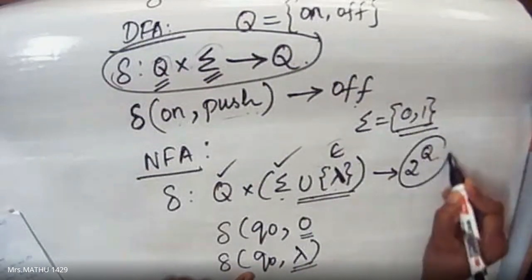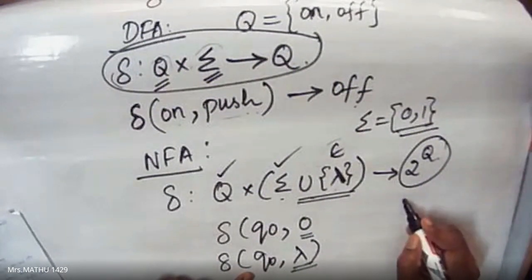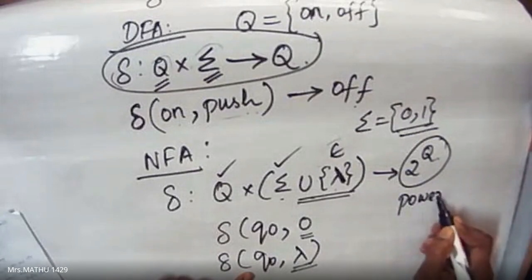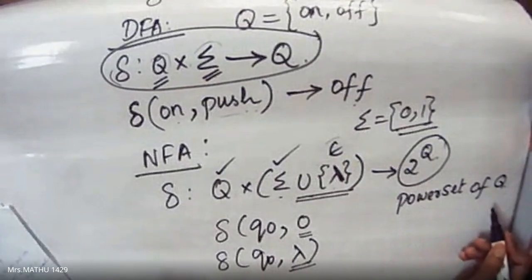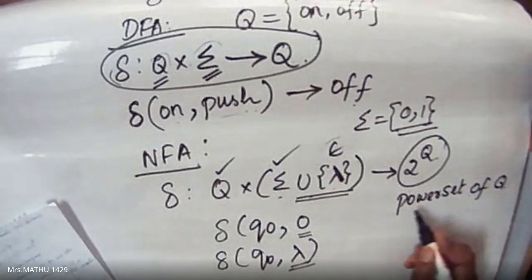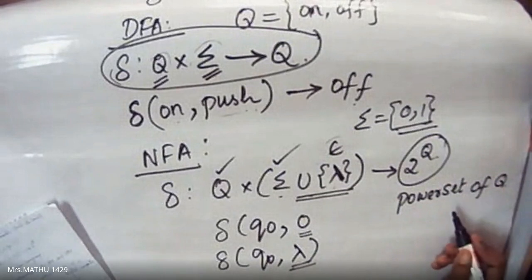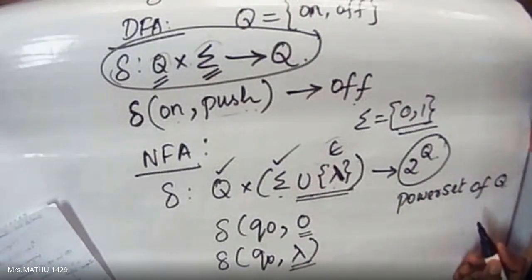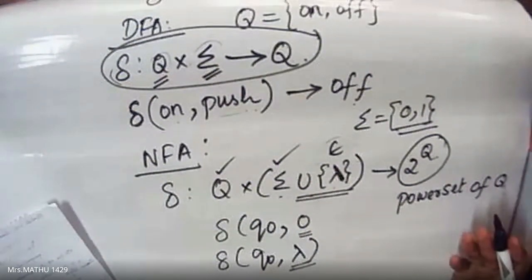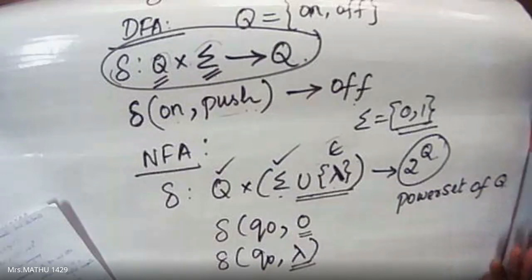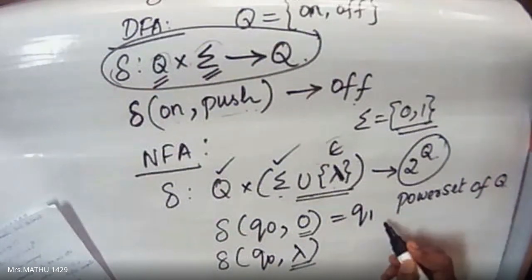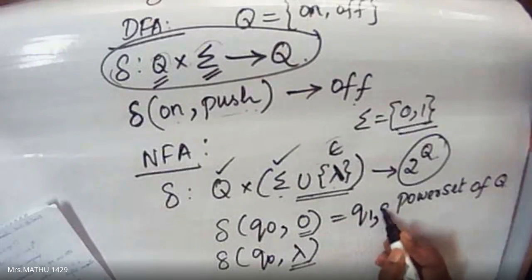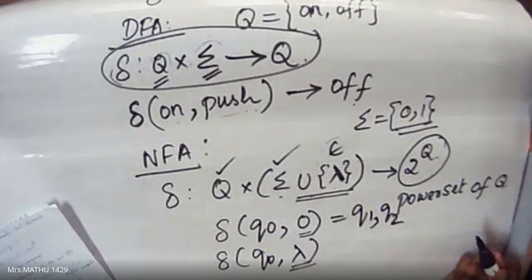So what is this 2 power Q? This means the power set of Q. The reason we have a power set here is that, as I told you, in NFA you have some possibility of moves. There are choices in the transition. So for the same input symbol, you can go to Q1, or you can go to Q2 also.